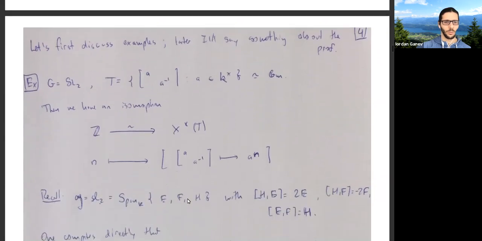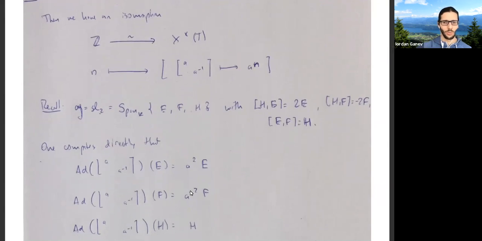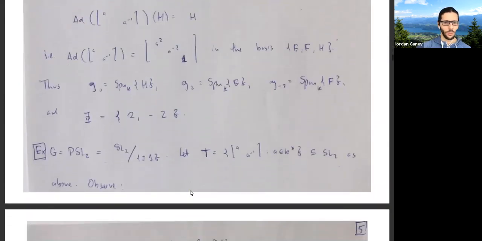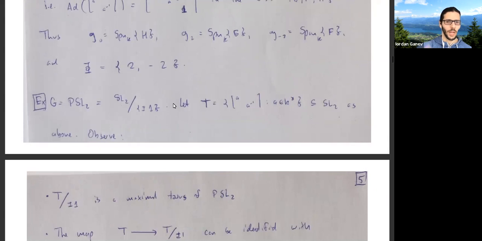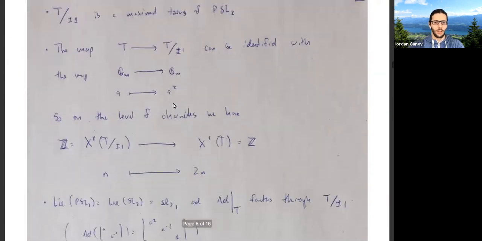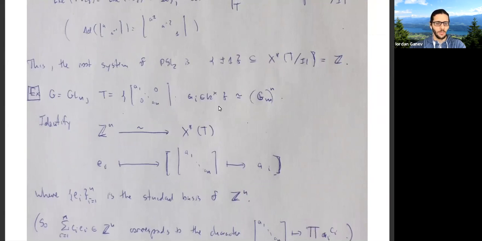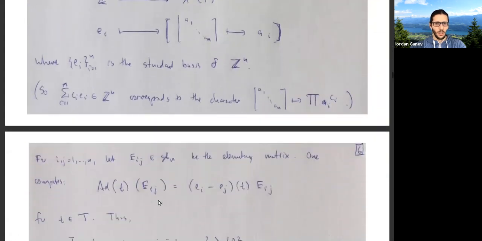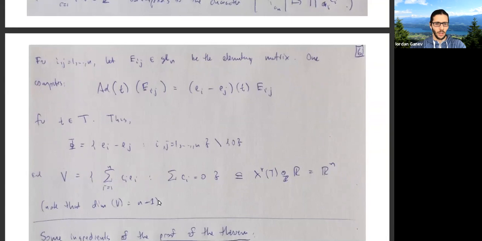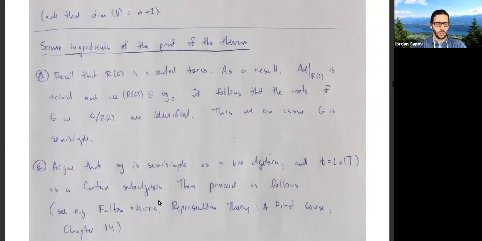And some examples. For SL2, we just got the root system consisting of two vectors. And for PSL2, we got the same thing. For the SL2 case, those two vectors were most naturally identified with 2 and -2. For PSL2, the root system is just 1 and -1. And for GLn, I described the GLn case: we get the A_{n-1} root system.